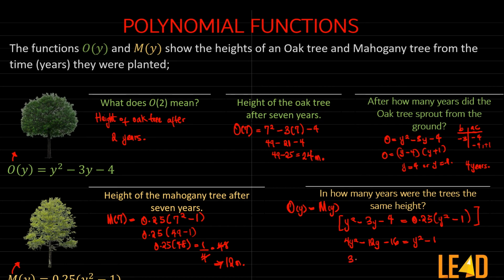This would be 3y squared minus 12y minus 15 rather, is equal to 0. I could go on to divide this by 3, right? Everything here by 3 doesn't hurt the equation. That would give me y squared minus 4y minus 5 is equal to 0.